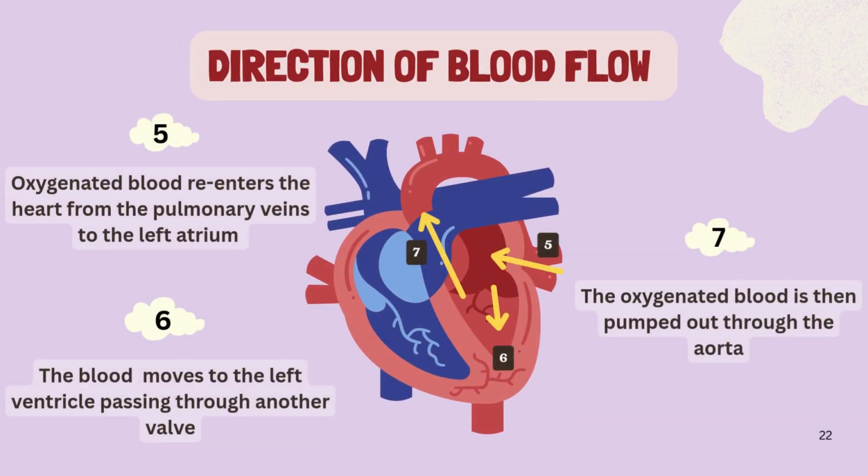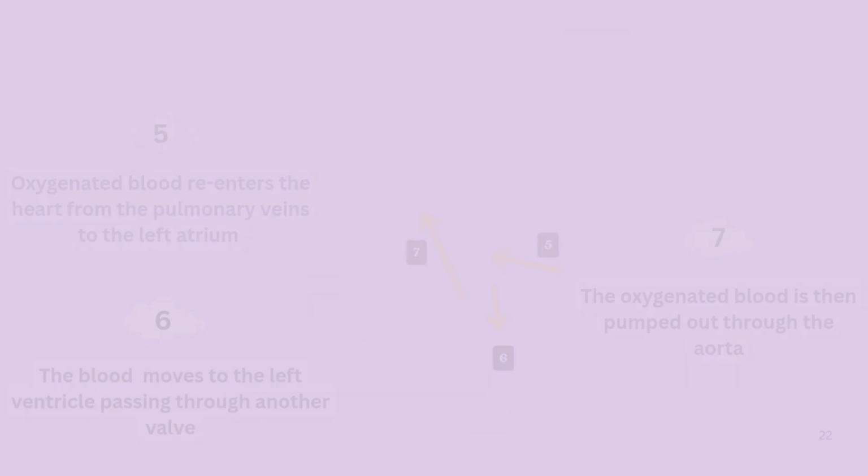Number 5, oxygenated blood re-enters the heart from the pulmonary veins to the left atrium. Number 6, the blood moves to the left ventricle. Number 7, the oxygenated blood is then pumped out through the aorta and transported to the rest of the body.